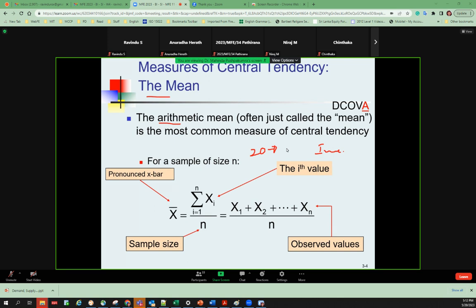Then to get an idea about monthly income, the first measure we have to calculate is the mean, or average, income. It is very simple. This is the formula. We call it X bar. X bar stands for average. Sigma xi divided by n, that is, x1 up to xn divided by n. N is the sample size.